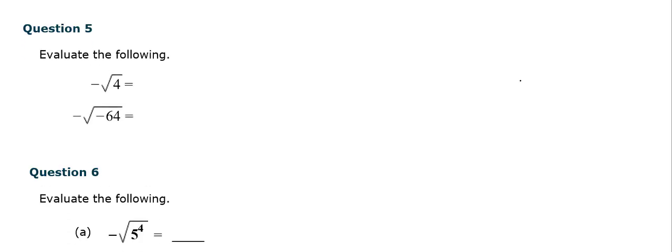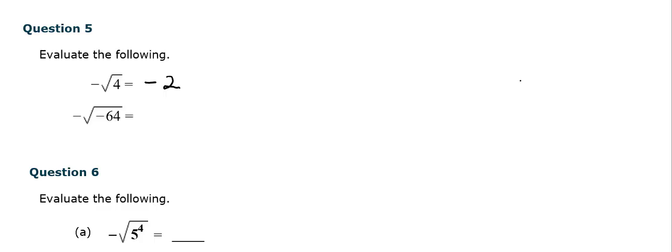Our next problem, again, is to evaluate. And the first one is the opposite of the square root of 4. So we're okay since the negative is on the outside. And the second one is the opposite of the square root of negative 64. So for the first one, the opposite of the square root of 4, remember our answer is going to be negative. And we know the square root of 4 is 2, so our answer will be negative 2.